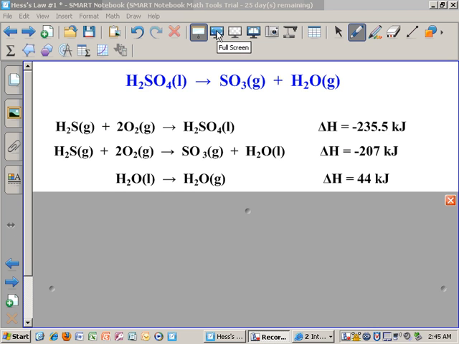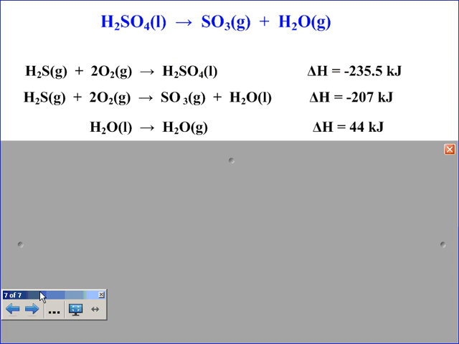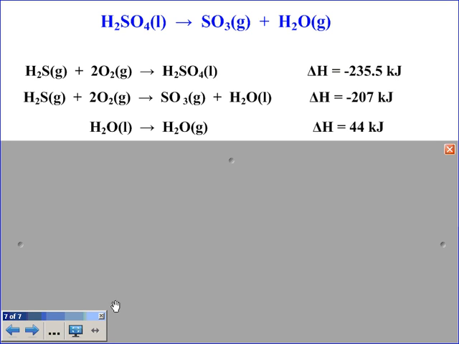The fourth Hess's law problem gives us an example where we have to watch out for the state of the chemicals. So our target reaction, H2SO4, that's sulfuric acid, turning into sulfur trioxide gas and water gas. We don't know that enthalpy, but it's our target. We're going to find the enthalpy of that reaction. We're given these three reactions, number 1, number 2, and number 3, and their measured enthalpies.